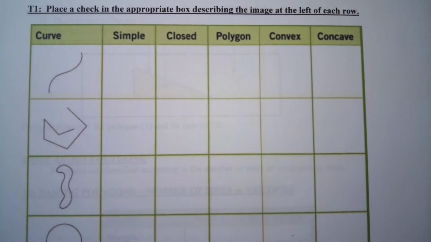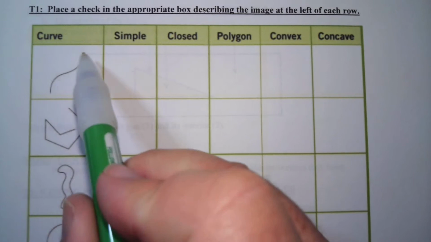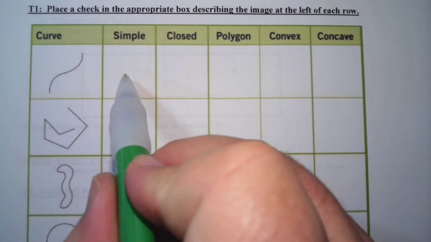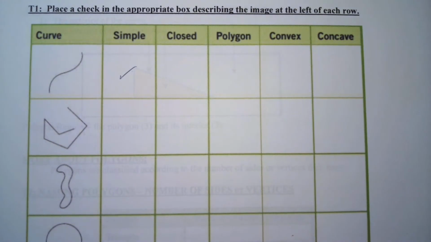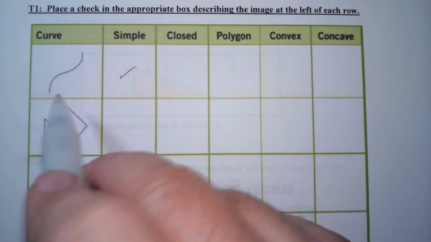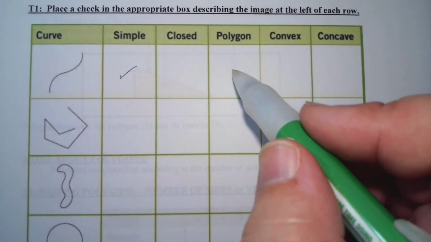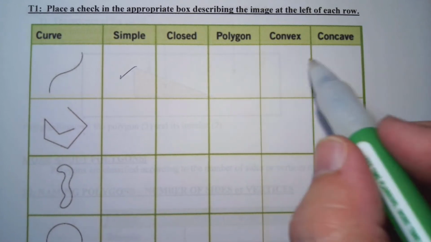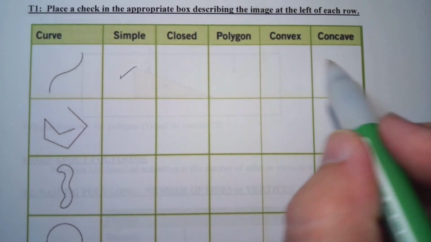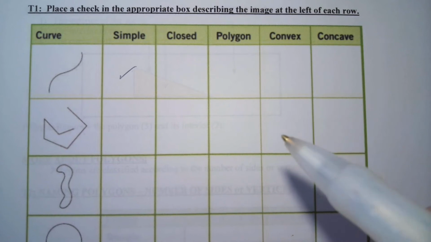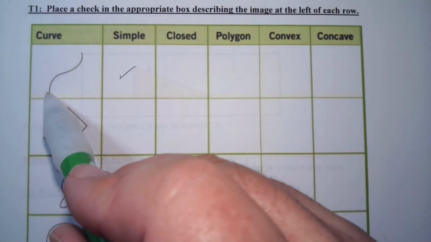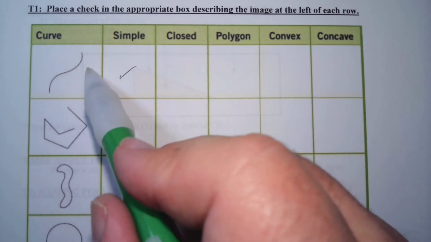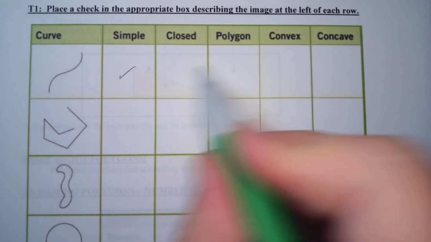All right, let's see if we apply these to other curves. Okay, this is a curve. Is it simple? No, it starts and stops. Is it closed? No. Is it a polygon? No. Since it's not a polygon, it can't be convex or concave. A polygon has to be made up of line segments and has to be closed. So that's all that was.